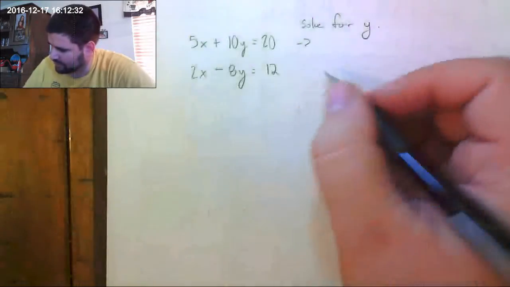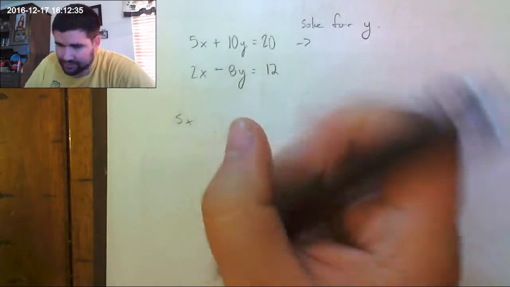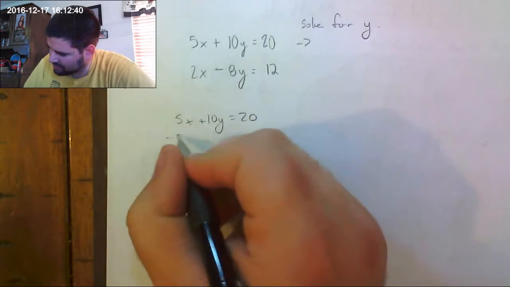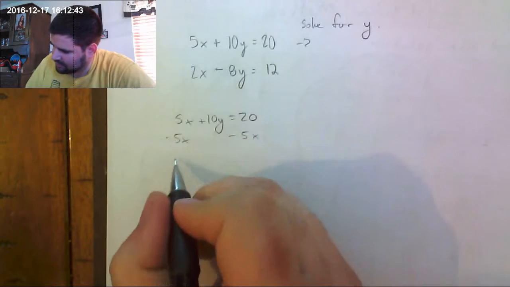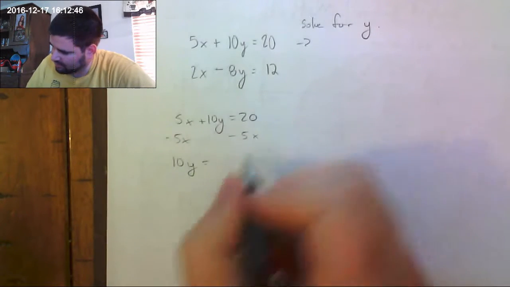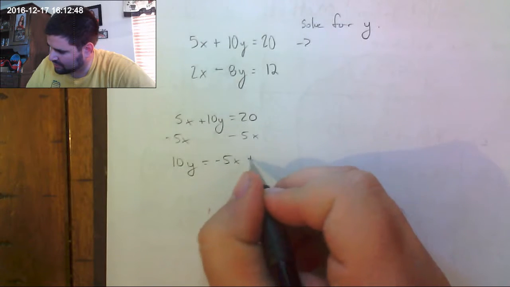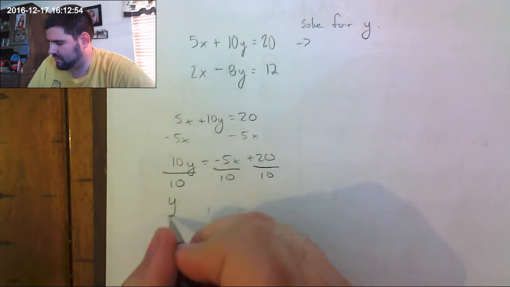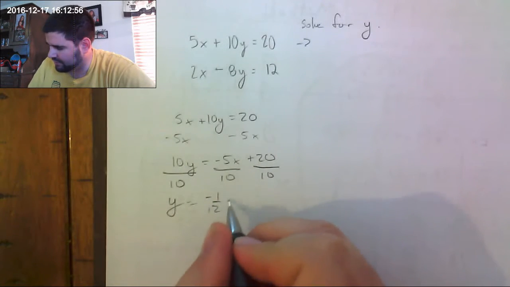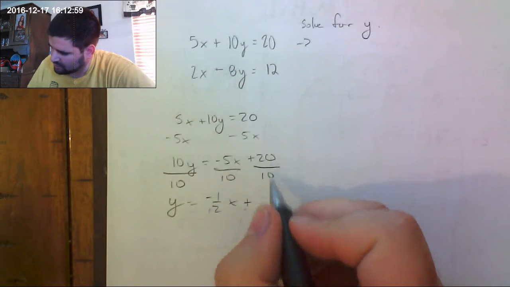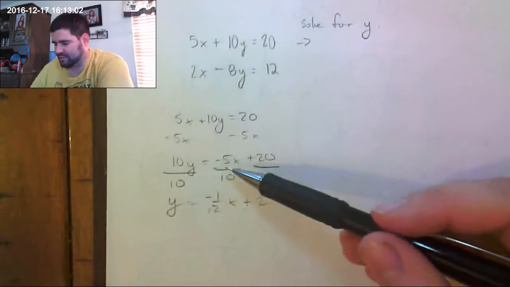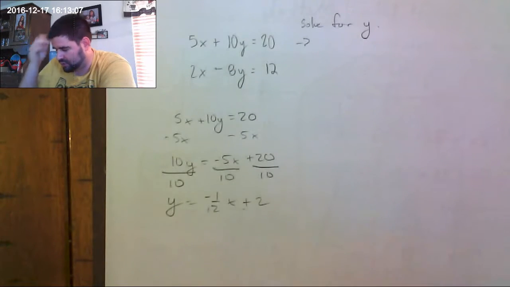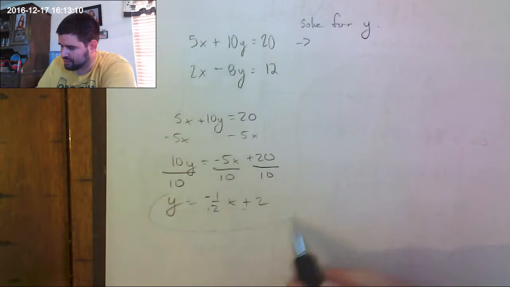So I'm going to solve for y, and that gives me this. 5x plus 10y equals 20. Subtract 5x from each side. So 10y equals negative 5x plus 20. Divide by 10 to everything. I get y is equal to negative 1/2 x plus 2. So I simplified here. Negative 5 over 10 is a simplified fraction of 1 over 2. And so this is my first equation.